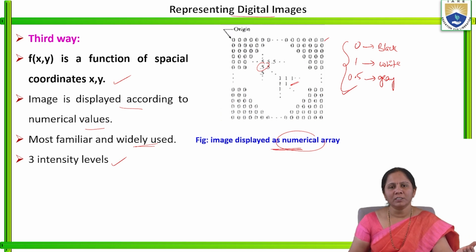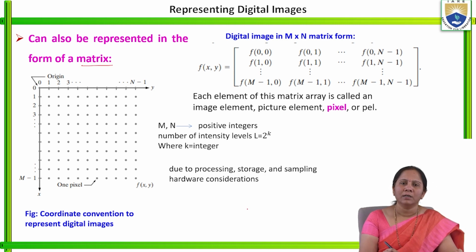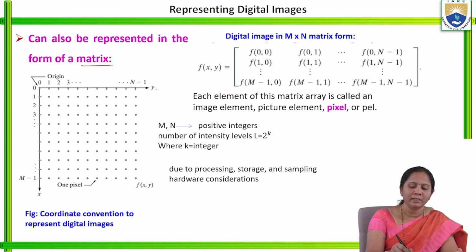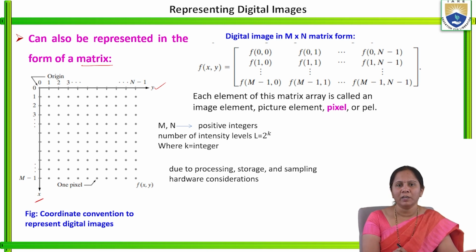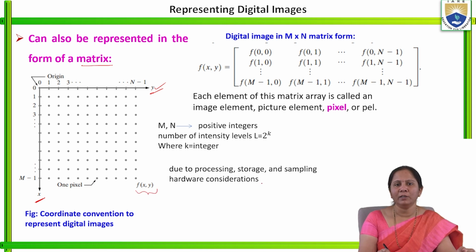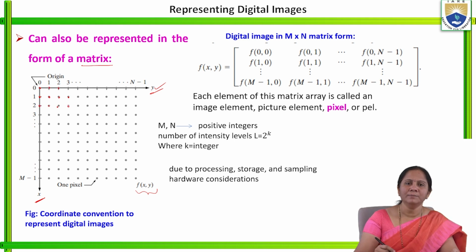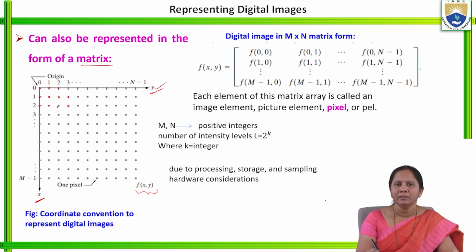And these digital images can also be represented in the form of a matrix. As I explained in the previous slides, the image can be represented like this. Here there is f(x, y), where x and y are the spatial coordinates, and f(x, y) represents the pixel value of each element. Starting from here, these small dots are called pixels, and all these are called the elements of an array.